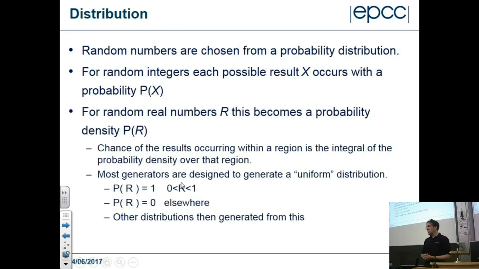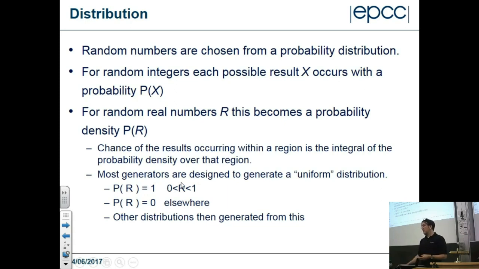Random numbers come from a probability distribution. If you have random integers, you have a number of integers x, and you want to pick each one with some probability p of x. For real numbers, this is some random number density p of r. Because it's continuous, this is actually a distribution. The probability of getting a particular number might be vanishingly small, but the probability of getting numbers in a particular region you can get by integration.